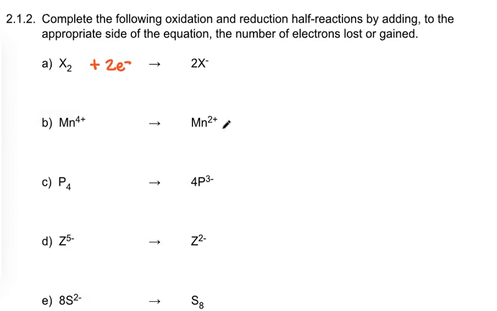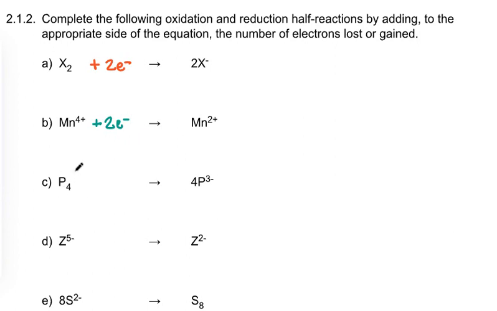+4, +2 are the charges. The higher side is this one, and if we add 2 electrons to it, now our charge on the left is 4, take away 2 is 2, and on the right side it's just 2. So we have successfully balanced the charges.